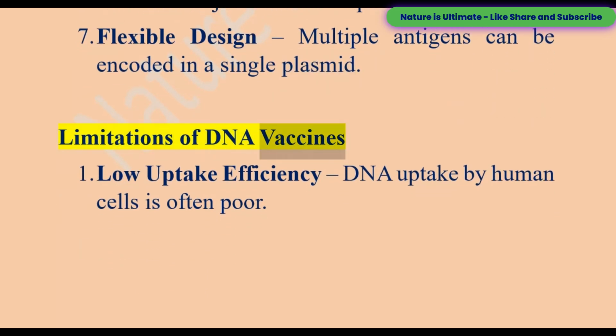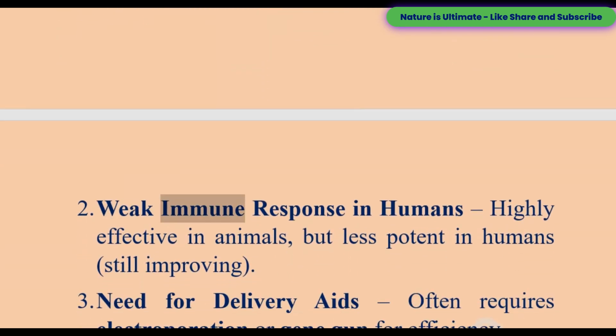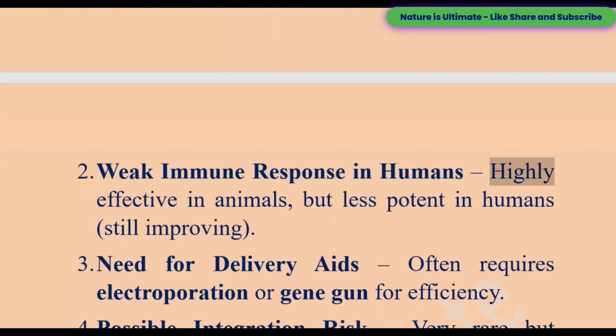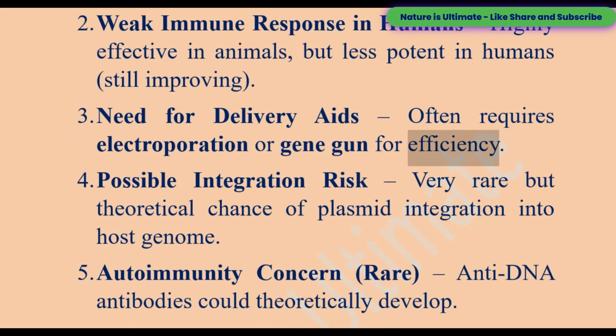Limitations of DNA vaccines. Low uptake efficiency, DNA uptake by human cells is often poor. Weak immune response in humans, highly effective in animals, but less potent in humans, still improving. Need for delivery aids, often requires electroporation or gene gun for efficiency.